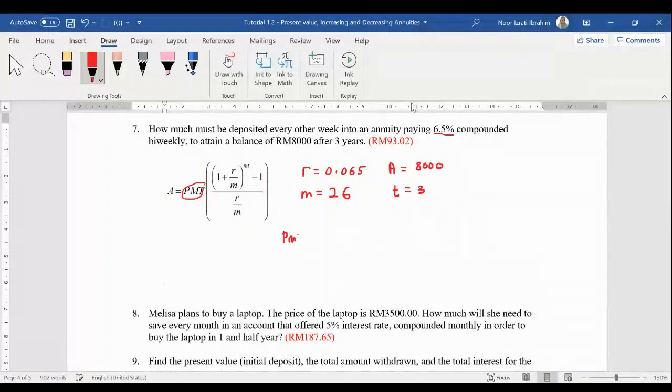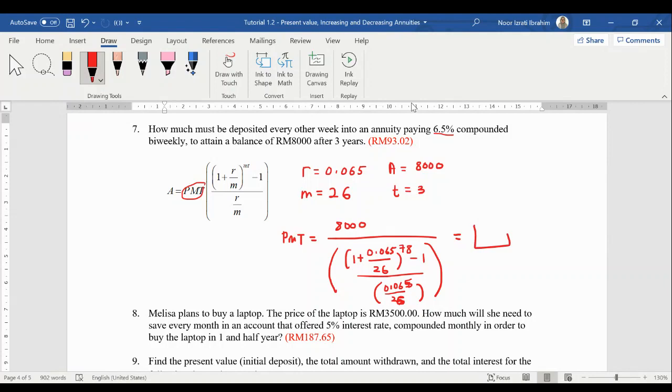So PMT equals A, 8,000, divided by 1 plus R, 0.065 over M, 26, to the power of MT. 26 times 3 is 78, right? 78 minus 1, over R over M, 0.065 over 26. Okay, then you can get the answer.